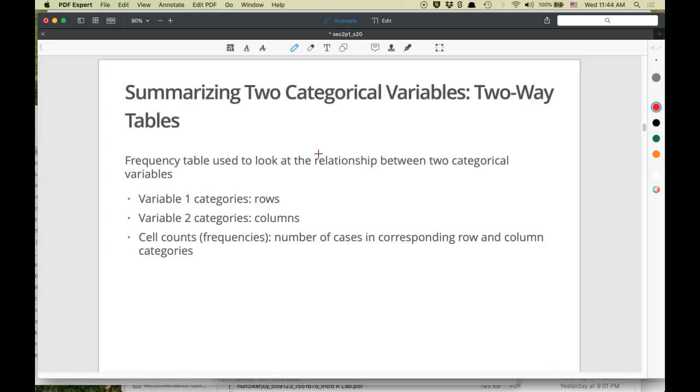So that was just the simple methods of describing the pattern of variability in a single categorical variable. Now we'll turn to the more likely challenge of summarizing the relationship between 2 categorical variables, and the main tool for that, at least numerically, is a two-way table. It's a frequency table used to look at the relationship between 2 categorical variables. Sorry, I misspoke here. The variable 1 categories are the rows. Variable 2 categories become the columns. And the entries in the two-way table are the frequency, the number with each combination.